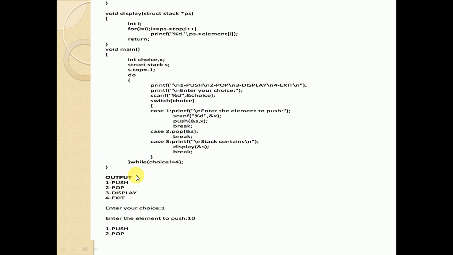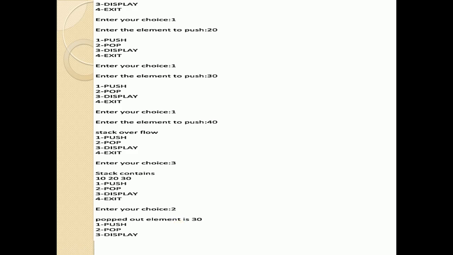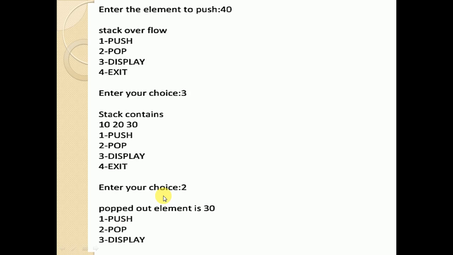When you execute this program, you get the output: first push, second pop, third display, fourth exit. So you get the statement, enter your choice. First, if you give the choice, then enter the element to push. The first element we have pushed is 10, second element 20, third element 30, then the fourth element 40. Then the third choice is for display purposes, and you can see the elements 10, 20, 30 it contains.